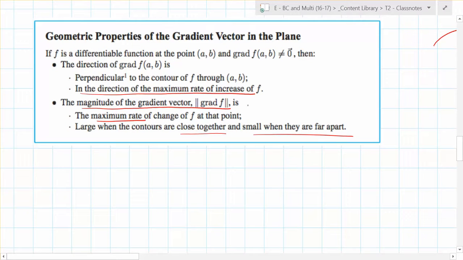So the magnitude of the gradient vector grad f is the maximum rate of change of f at that point. Large when the contours are close together and small when they are far apart. Because if they're far apart, that means it's more flat than if they are closer together.